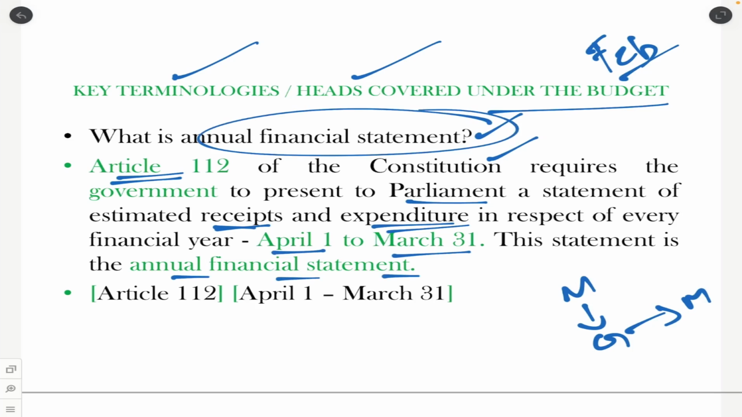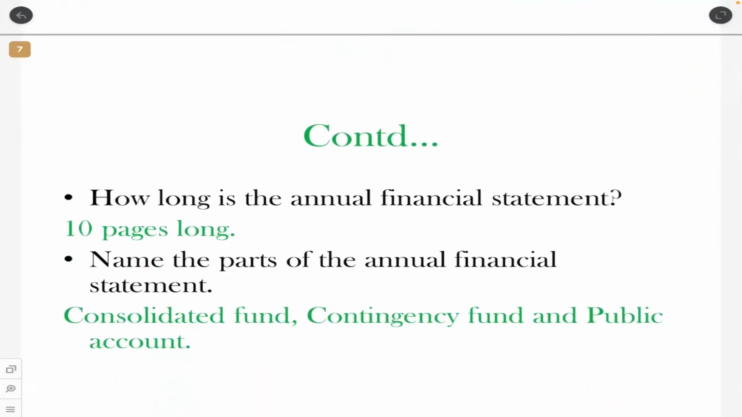So it's very simple. What is the annual financial statement? According to Article 112 of the Indian Constitution, the government should present to the Parliament the statement of the financial year. When does the financial year start? On April 1st. When does it end? On March 31st. The money that has come in is called the receipt, and the money that the government has spent is the expenditure, presented to the Parliament. So this statement is called the annual financial statement. Two important things to remember here: one is the article according to which the financial statement should be presented, which is Article 112. And the other is the financial year, which is between April 1st and March 31st.